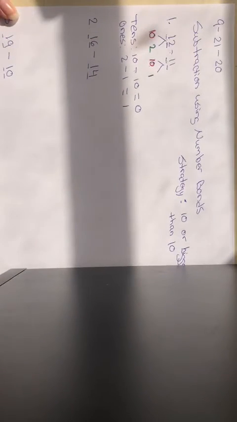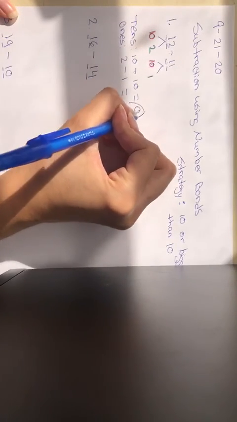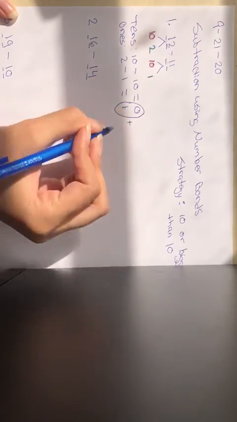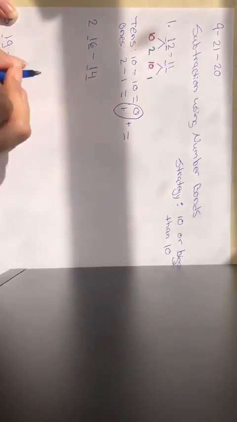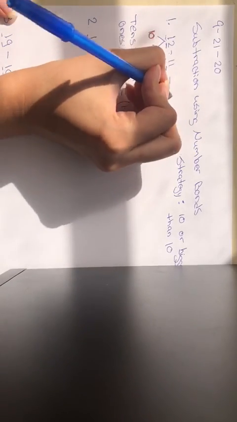Now the last thing I do is that I have to add the remaining numbers. These are my remaining numbers, so I'm going to add them. How much is that? 0 plus 1, that's 1, and that's going to be my answer. You see?